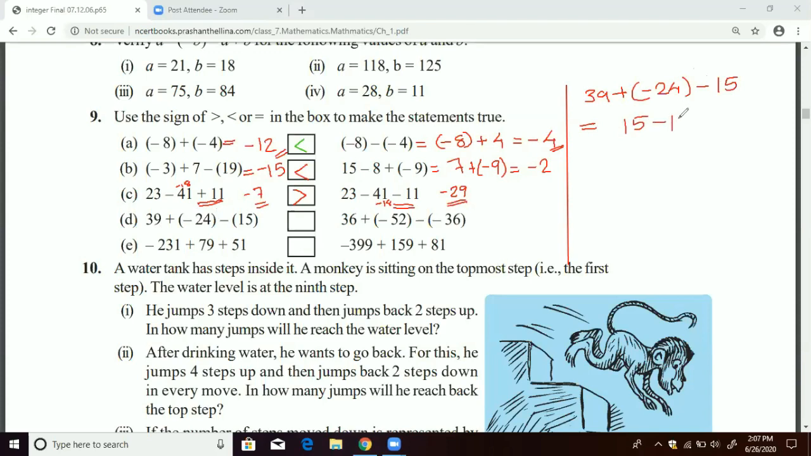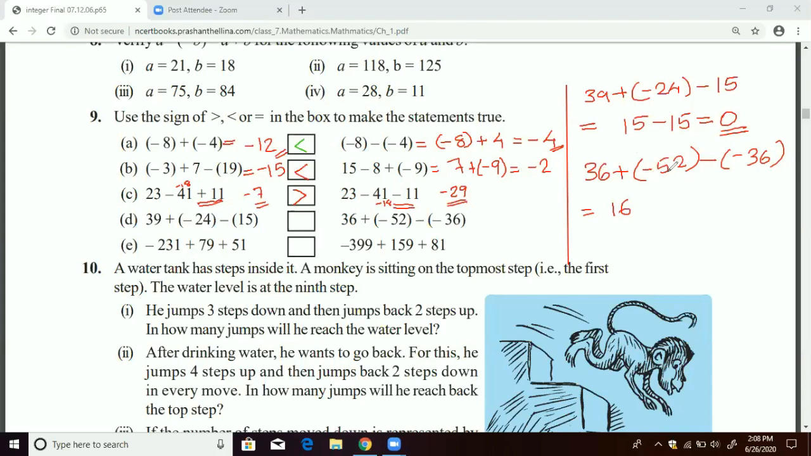Then I am subtracting 15. That means addition of negative 15. 15 plus minus 15. The answer is 0. Then the second: 36 plus negative 52 minus 36. Here also different signed numbers are there, so you are finding the difference between 36 and 52. The difference will be 16. 16 is the difference between 52 and 36.